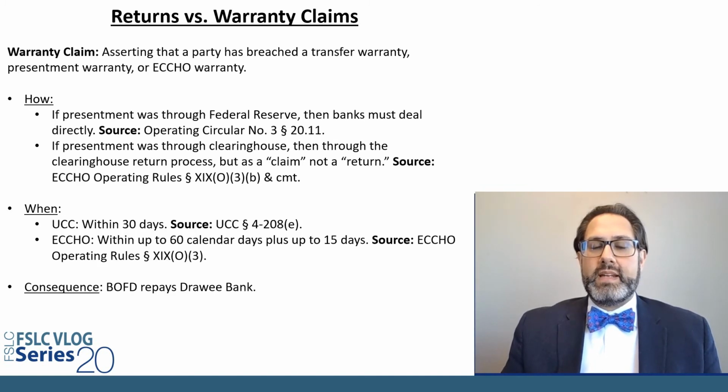A warranty claim, on the other hand, is made after the midnight deadline when it is no longer timely for the drawee bank to revoke the settlement, and now here it is asserting that a prior party has breached one of the warranties. If the presentment was made through the Federal Reserve, then the banks must deal directly. The Federal Reserve does not want to be involved in warranty claims. Banks will sometimes attempt to assert a warranty claim through a return. The Fed will allow a brief ping-ponging of return, late return, no, our return was timely, but will ultimately require that the loss settle somewhere and that the banks deal with each other, and the Fed simply excuses itself from any further involvement.